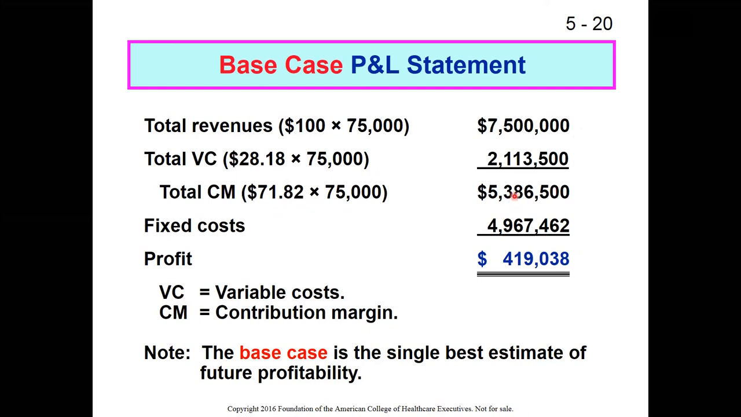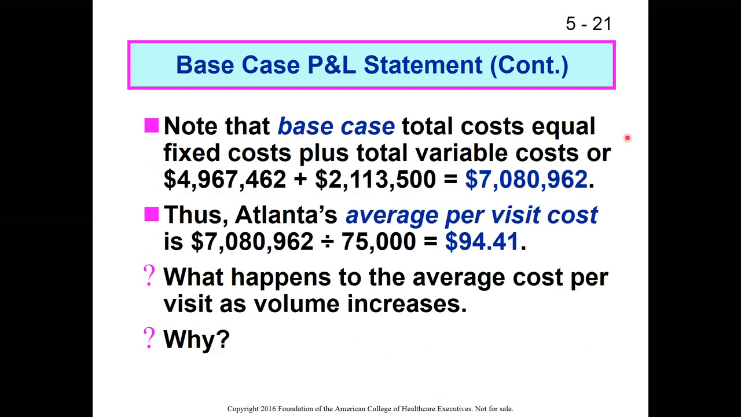So profit is contribution margin, 5.3, 5.4, minus 4.9 or 5, roughly gives us 419,000. So base case total costs are the sum of the variable costs and the fixed costs. The average per visit cost is total cost divided by volume, or 94.41.